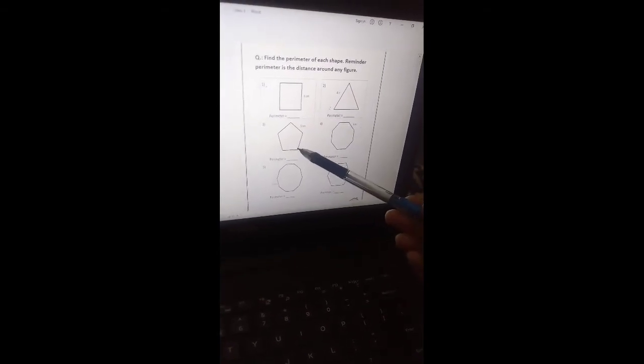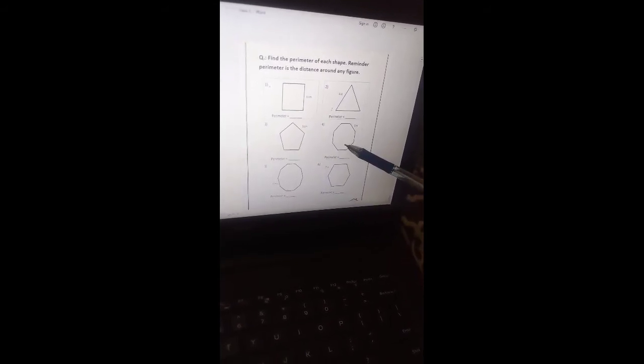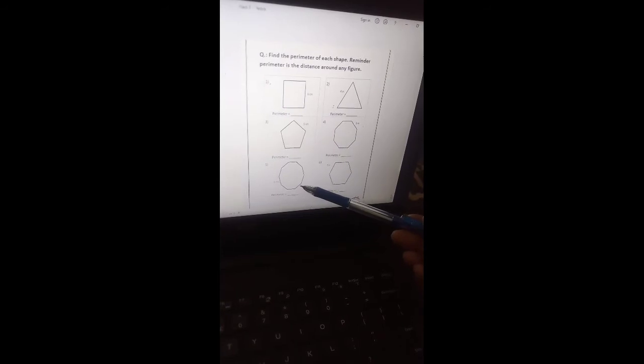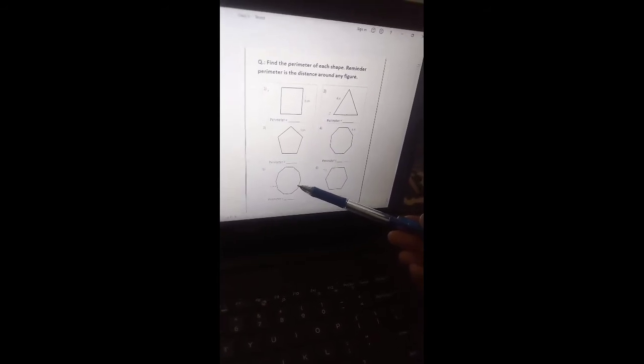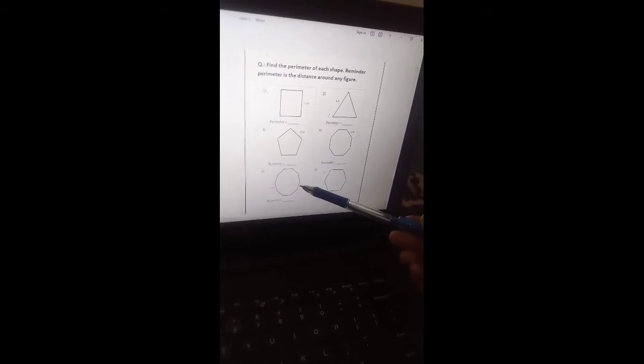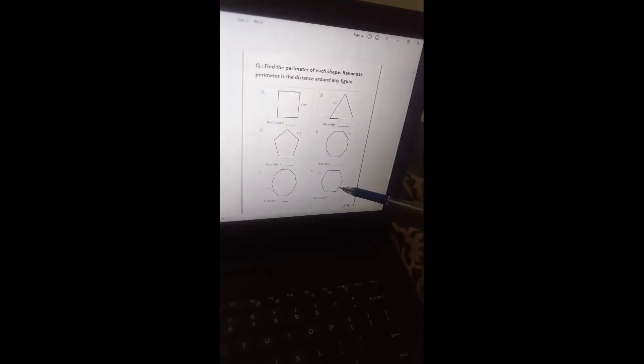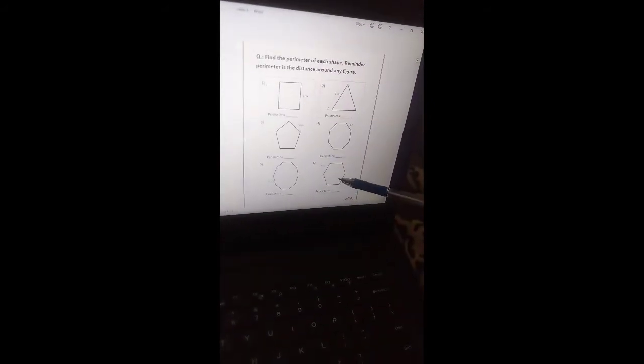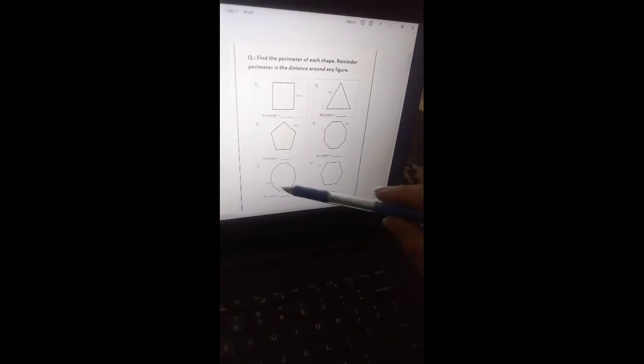This shape is called a triangle. This shape has 5 sides. It is called a pentagon. This shape has 8 sides. This is called an octagon. This shape has 10 sides and this is called a decagon. And this shape has 6 sides and it is called a hexagon. You have to find the perimeter for all these shapes.